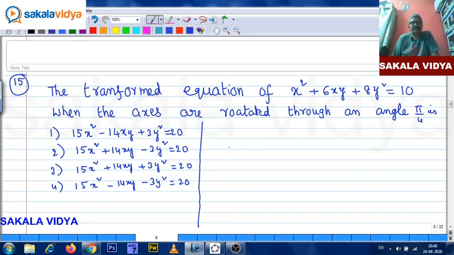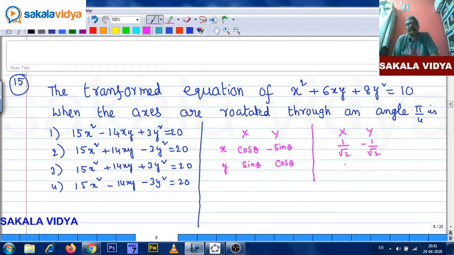So, that is why we need to do it like this: capital X, capital Y, small x, small y, this is cos theta, minus sin theta, sin theta, cos theta. Now here capital X, capital Y, 45 degrees, cos 45 is 1 by root 2, sin 45 is minus 1 by root 2, here sin 45 is 1 by root 2, cos 45 is 1 by root 2. So, this is small x and small y.